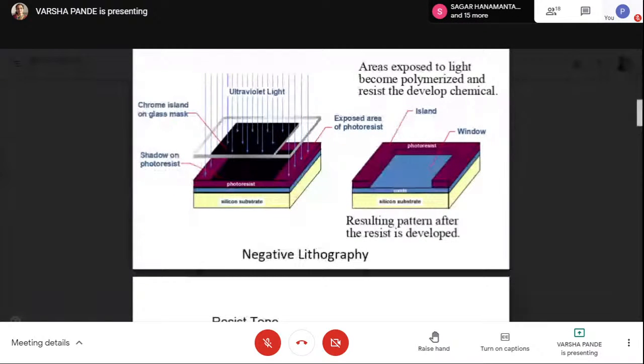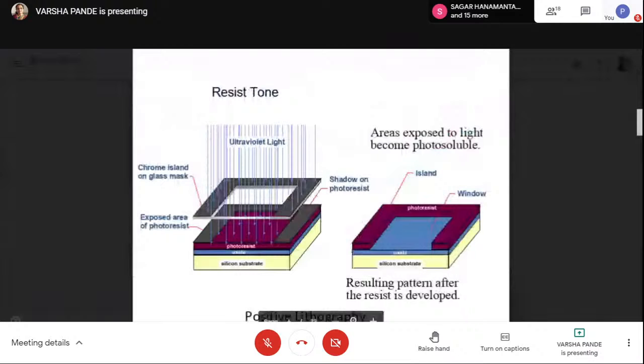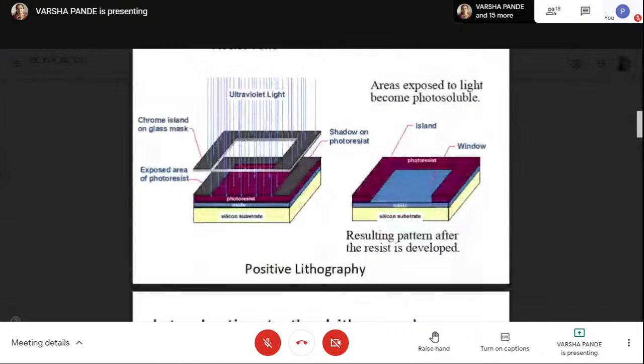Now, in a similar way, here you can see the positive photolithography. In positive photolithography, you can see the mask is opposite, because you want to create the same window structure in between. Here the middle portion is kept transparent and the outer portion is dark. This is the mask. Now again the same procedure will be there.